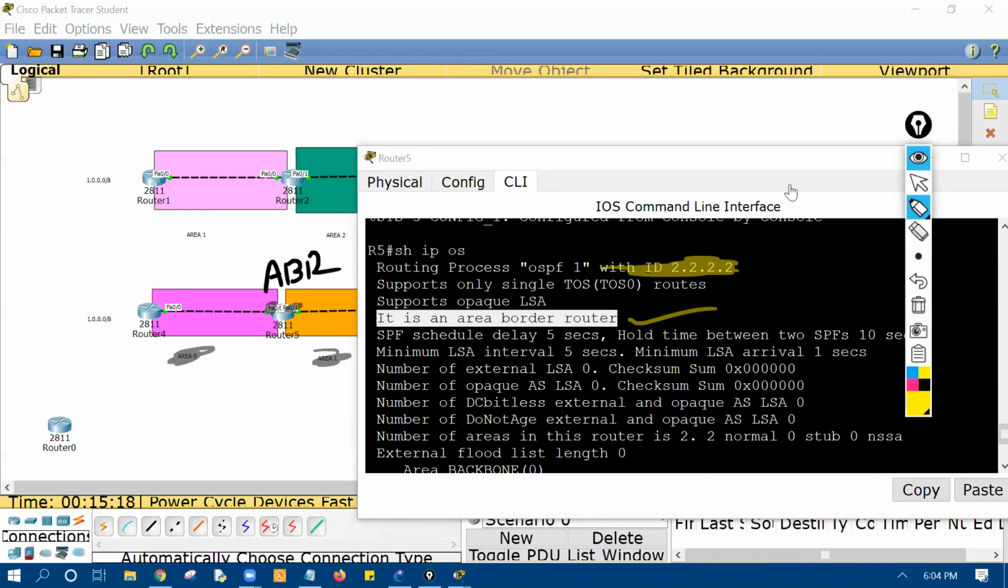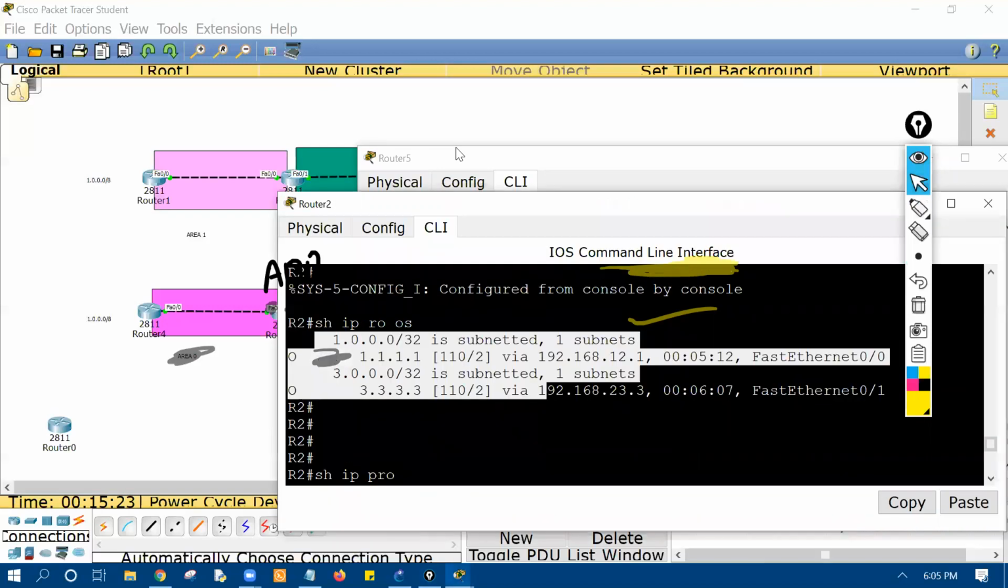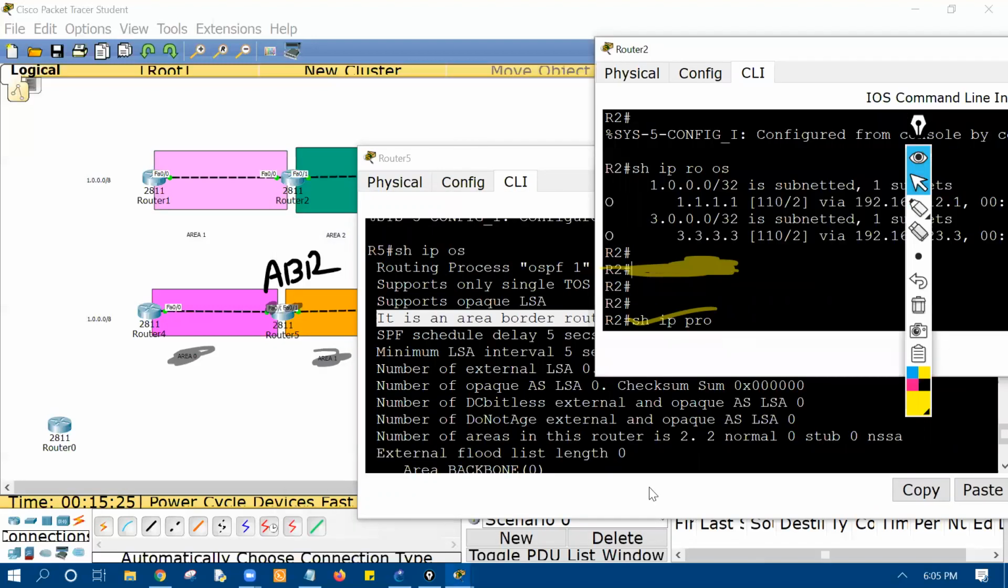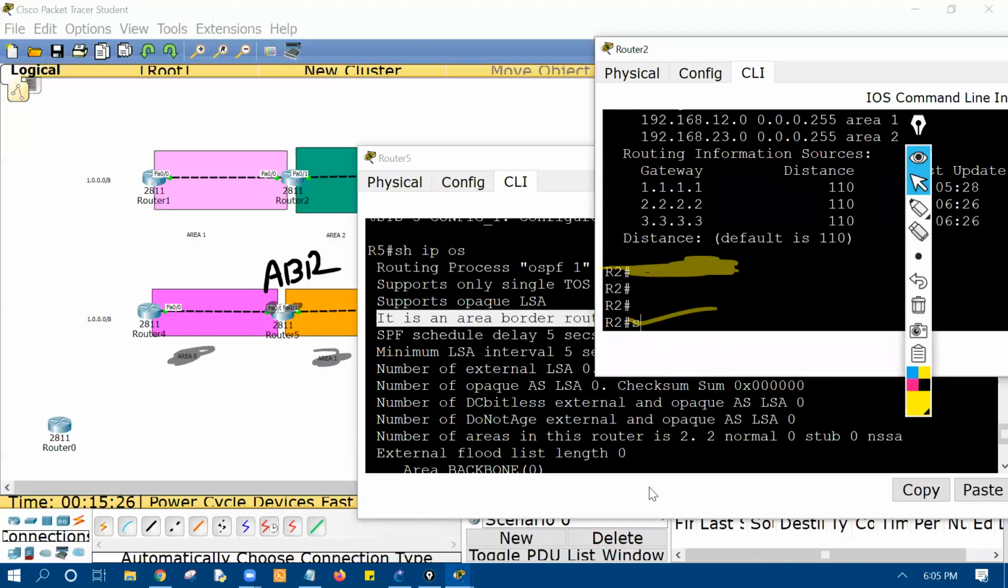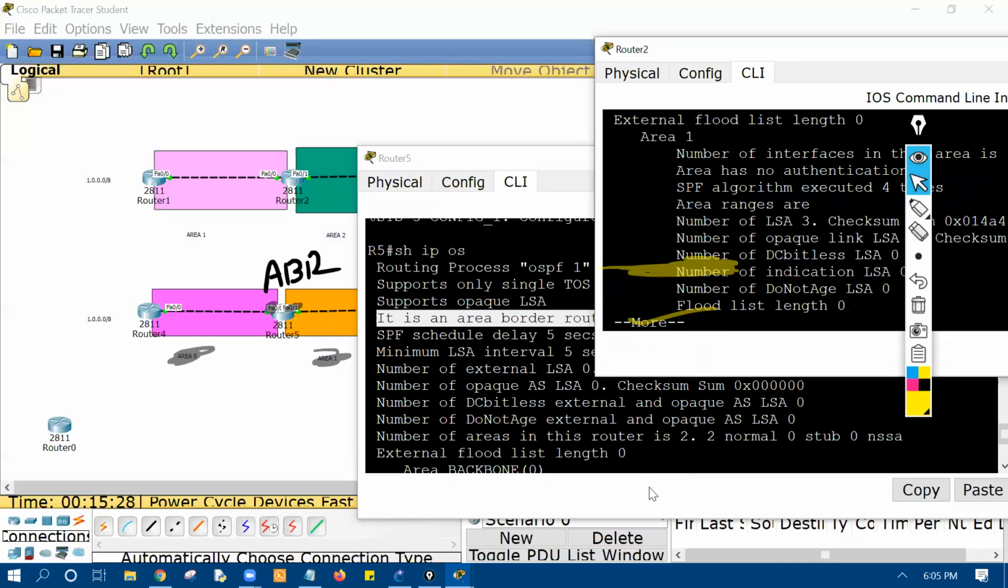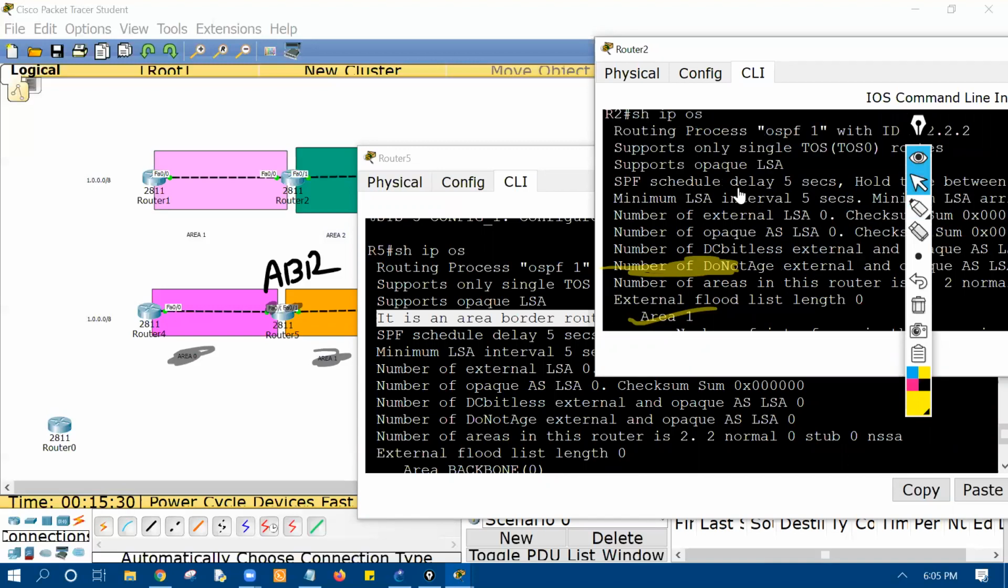Same information if you check for this router R2. Show IP OSPF. See, after this line, it should say ABR, right? After this line, there is no ABR information. This is the R2 information, and this is the R5 information.